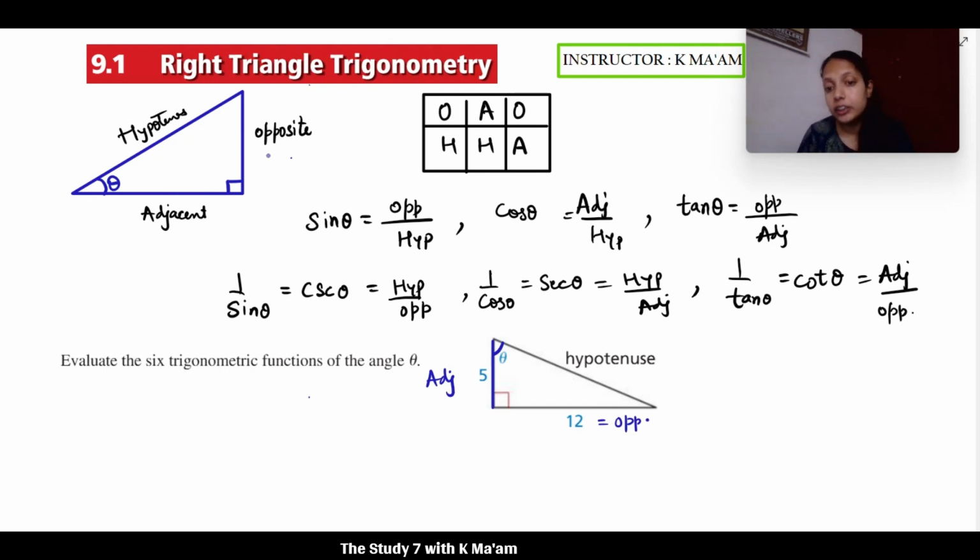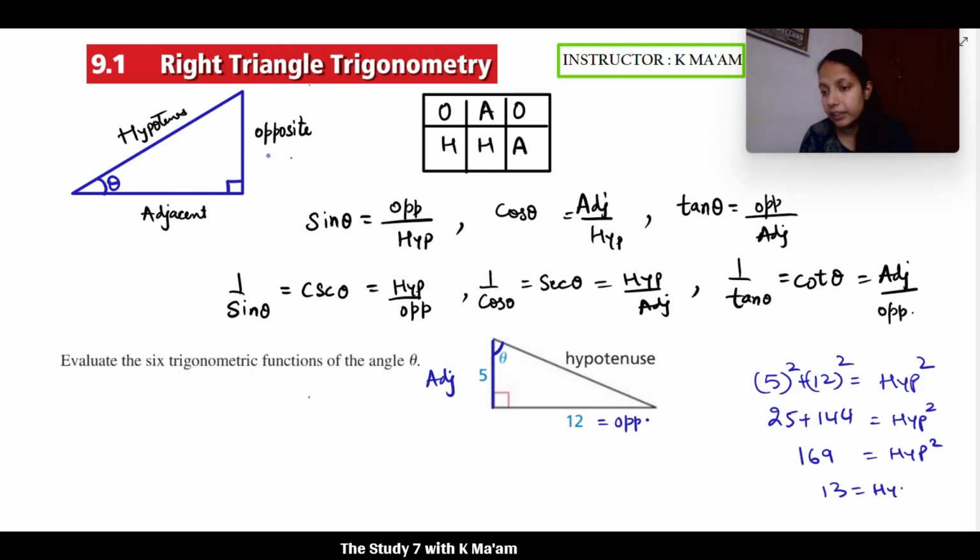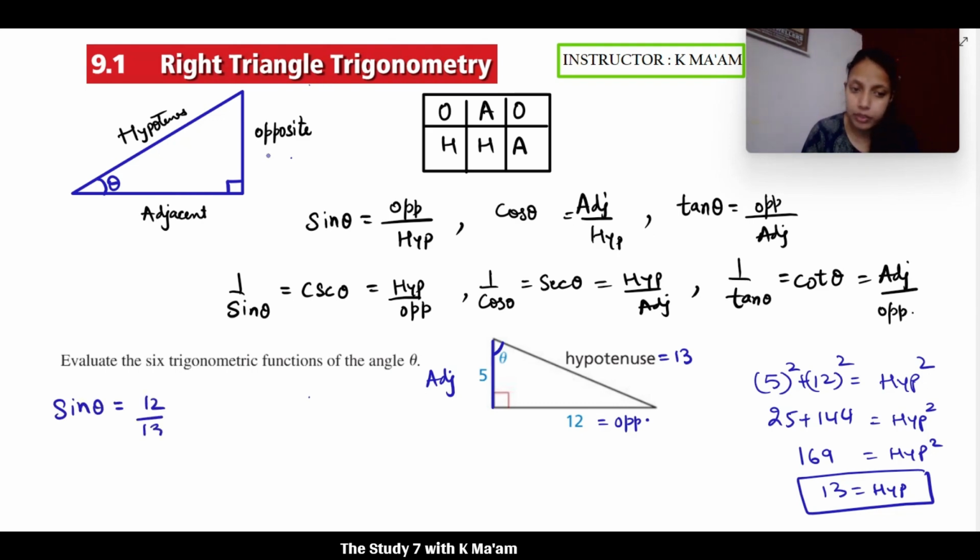How to use it? Small side squares equals the hypotenuse square. 25 plus 144 is the hypotenuse square. It's 169 hypotenuse square, which is 13. Hypotenuse is 13. So we got all three sides. Let's find the sin theta: opposite over hypotenuse. Cos theta: adjacent over hypotenuse. Tangent theta: opposite over adjacent.